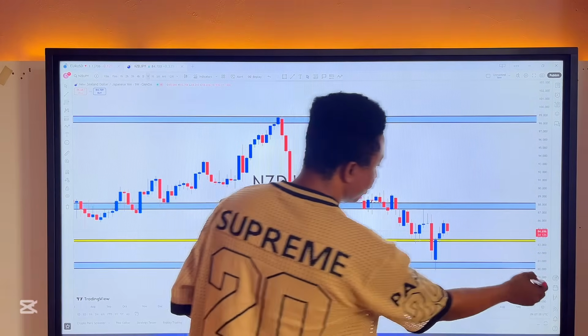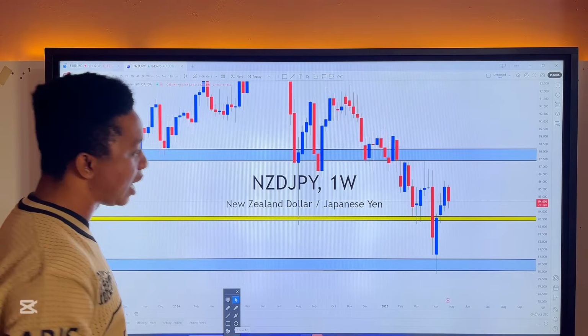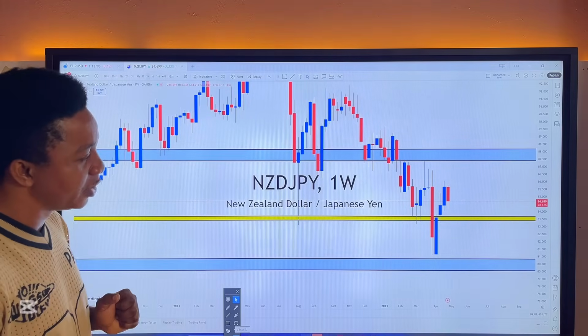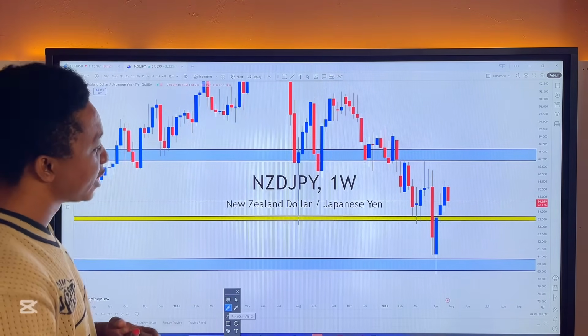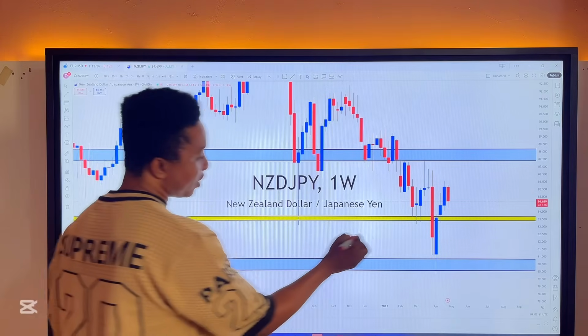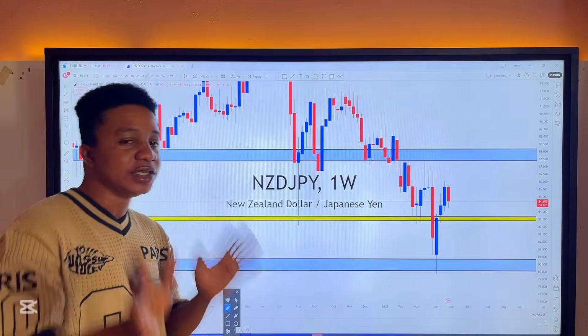Okay, so this is also the weekly time frame of NZD-JPY. Now, NZD-JPY on the weekly time frame, what is going on over here on the weekly? Is the weekly moving in our overall direction? Let's find out. Now, if you look closer at the weekly time frame, we have the weekly mid-range zone over here. Price has broken structure on the weekly to the upside.